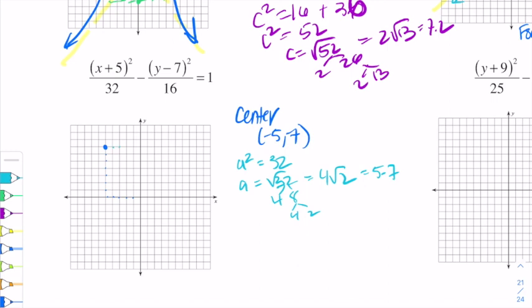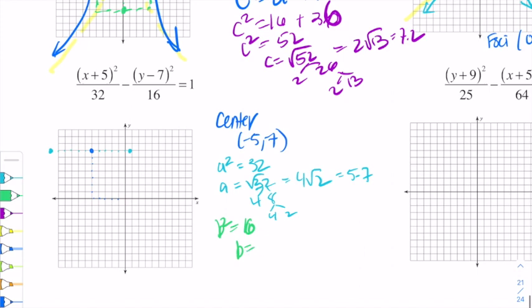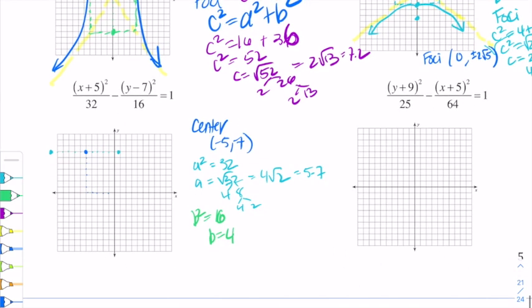So 1, 2, 3, 4, 5, and then almost to 6. And then underneath our y is 16, so that's our b squared. B is 4. So since that is under the y, we're going to go up and down by 4. 1, 2, 3, 4. And then we make our box.